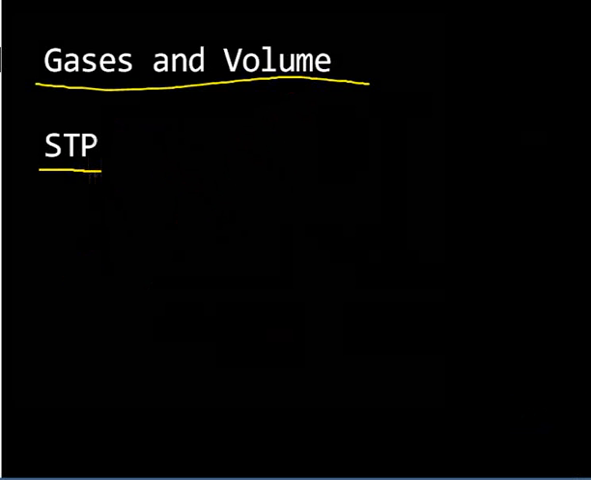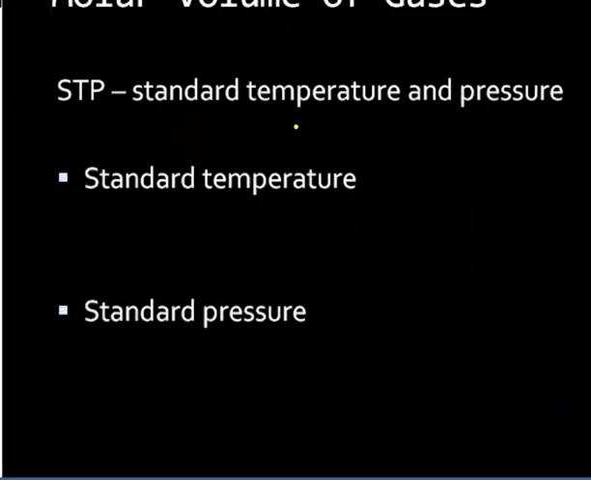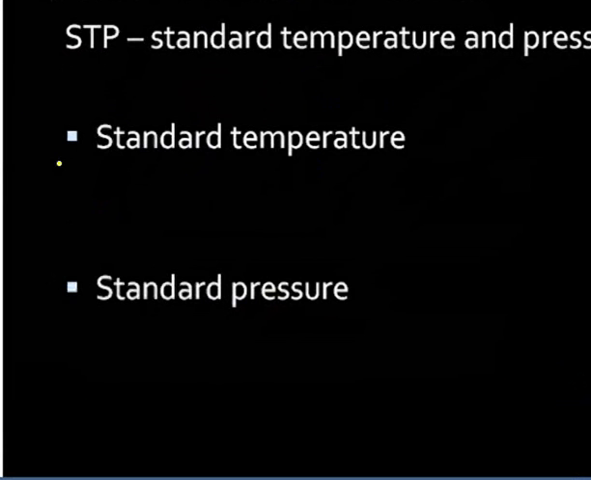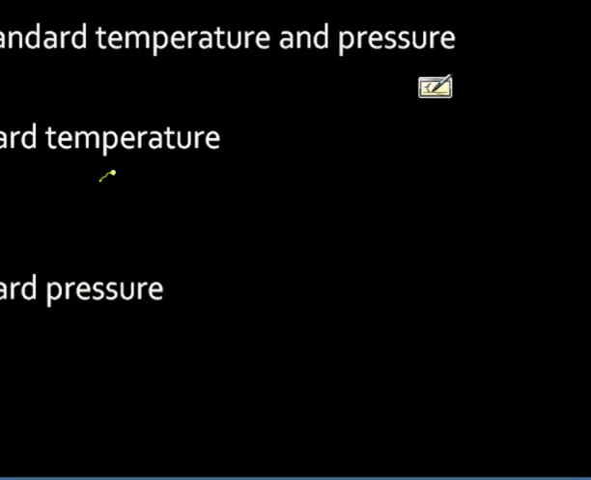So let's talk about what STP units are first of all. STP refers to both standard temperature and standard pressure. Standard temperature is going to be 0 degrees Celsius. That's generally what we'll use. It's the same as 32 degrees Fahrenheit, and it's also the same as 273 Kelvin, and we'll talk about that a little bit more when we talk about gases.